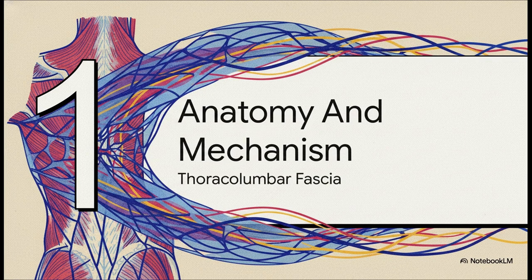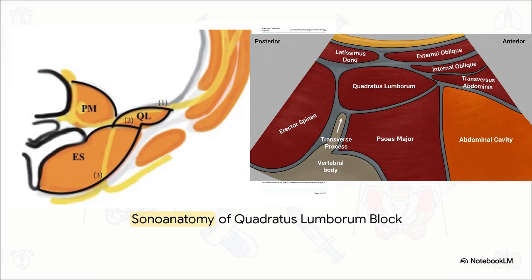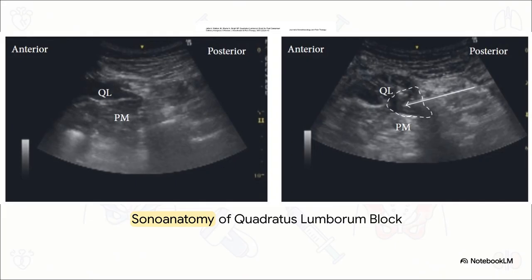Let's explore the thoracolumbar fascia. To truly master the QL block, we have to fundamentally reorient our understanding of the posterior abdominal wall. The true secret to the profound multidermatomal analgesia we see with this technique doesn't actually lie inside the muscle belly itself. It lies in the highly complex, interwoven fascial network surrounding it, the thoracolumbar fascia.